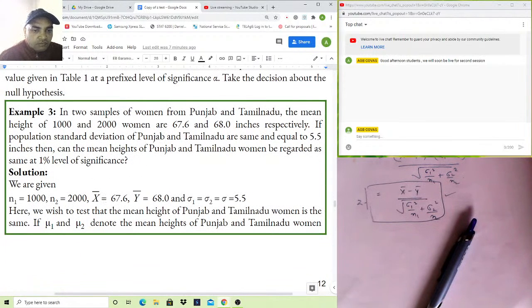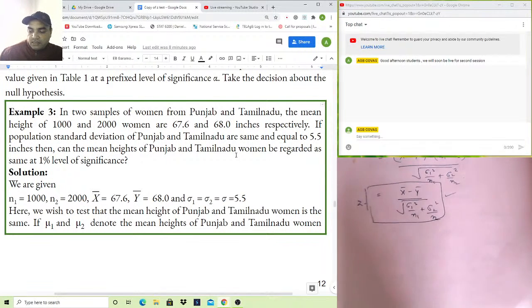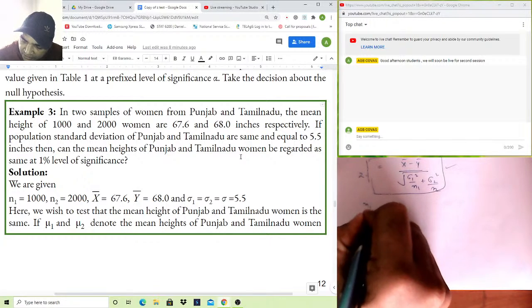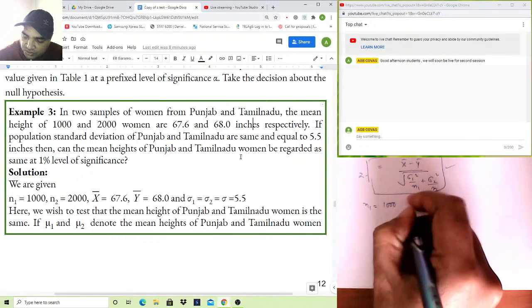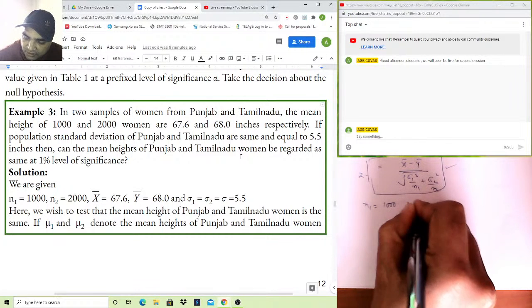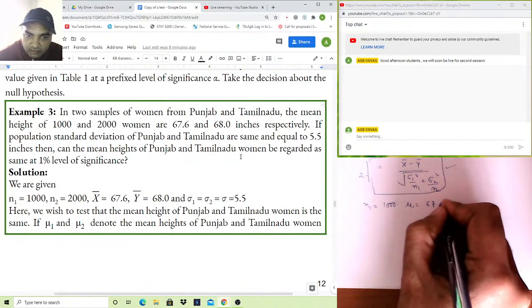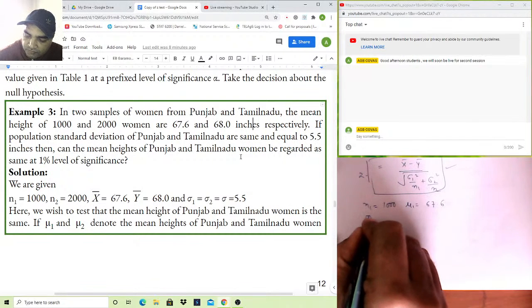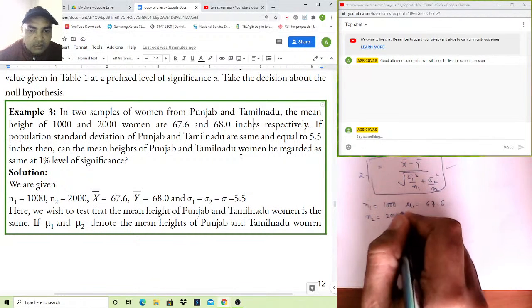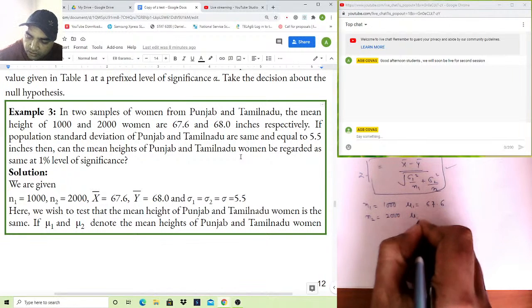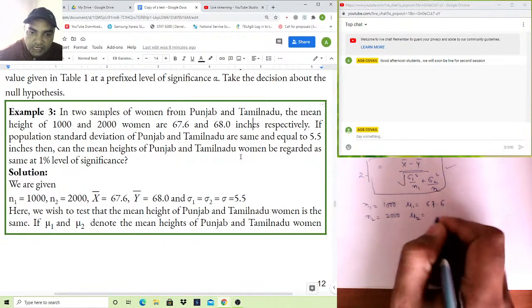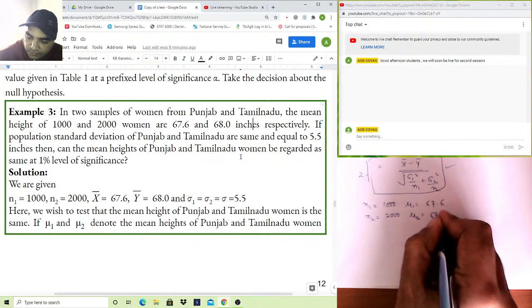In two samples of women from Punjab and Tamil Nadu, the mean heights of 1000 and 2000 women are 67.6 and 68.0 inches respectively. So we have taken 1000, that is your n1 is equal to 1000 from Punjab, and the sample mean height is 67.6. Then we have taken 2000 women from Tamil Nadu, and the sample height is 68.0.